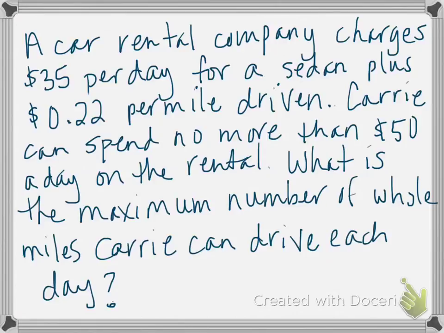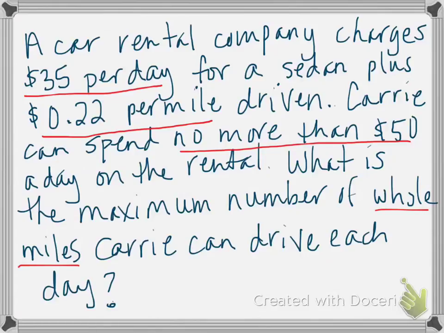So remember, guys, the key is get your key information underlined. So we know $35 per day, that's important, 22 cents per mile, and no more than $50, right? And then we want to know the number of whole miles Carrie can drive. Whole miles is pretty important because that indicates there's going to be some rounding involved. And maximum is also important. All right. We want to know the number of miles driven each day. So this $35 per day is only going to occur one time because I just want to know how many miles she can drive per day.